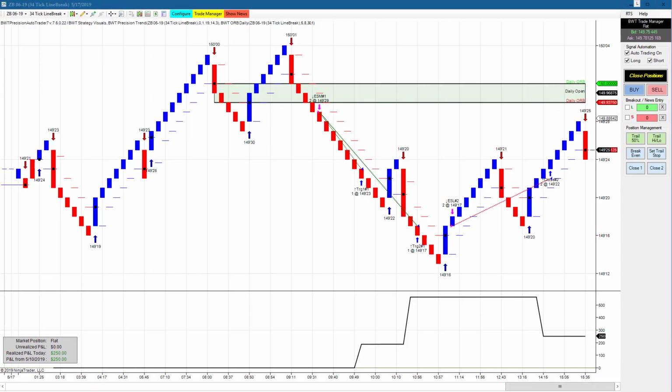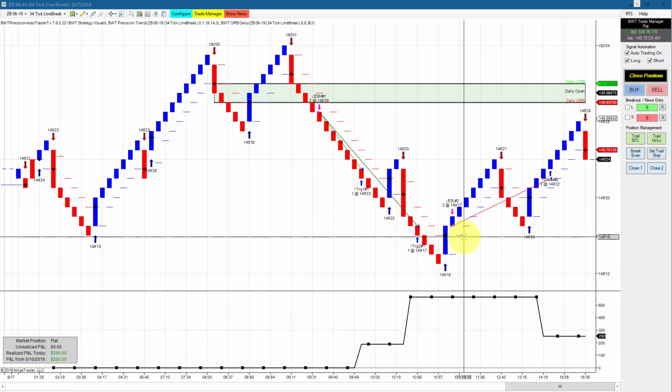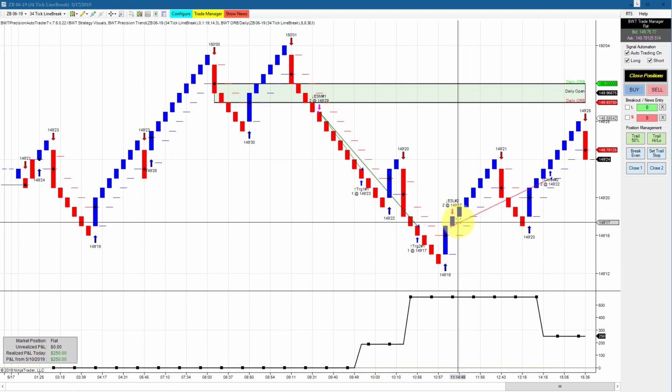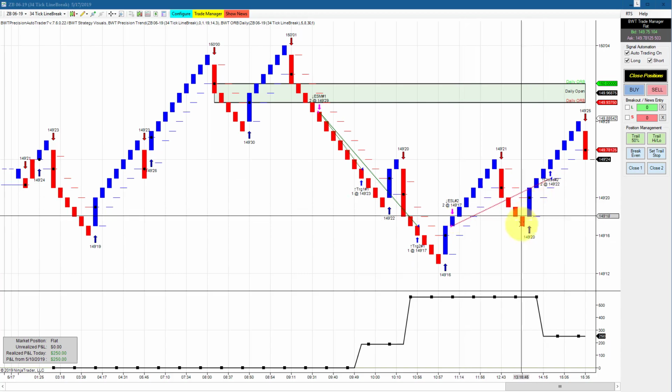Okay, the bonds on a 34-tick line break with our open range filter had a really nice winner here and ran up to just above $500, looks to be about 575, and then had a losing trade and dragged us down to 250, unfortunately. This was actually a short that didn't play out. So this finished at 250.